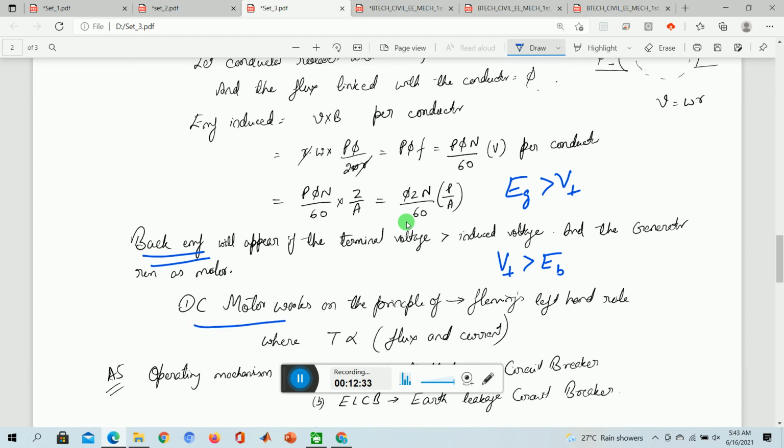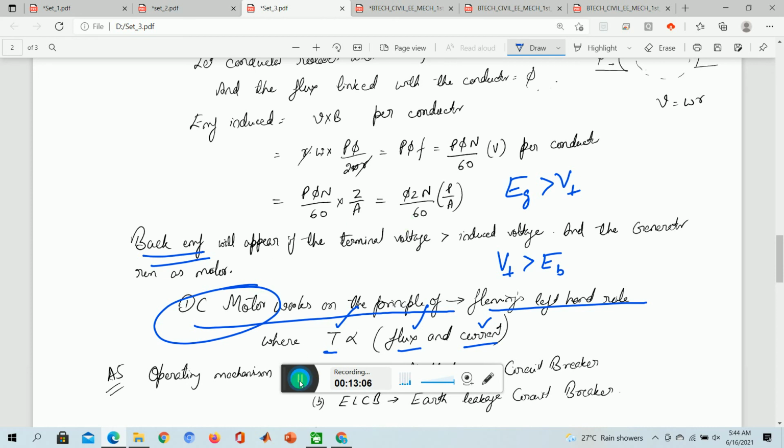So a DC motor works on the principle of Fleming's left-hand rule, where the torque produced is proportional to the flux and the current. So when you talk about a DC motor, torque is the output. If torque is the output, something is the input: the flux that you are giving by using a permanent magnet, and the current that you are giving as a supply to the motor. So if the magnitude of the current and the flux determine the torque, then you can express these two things.